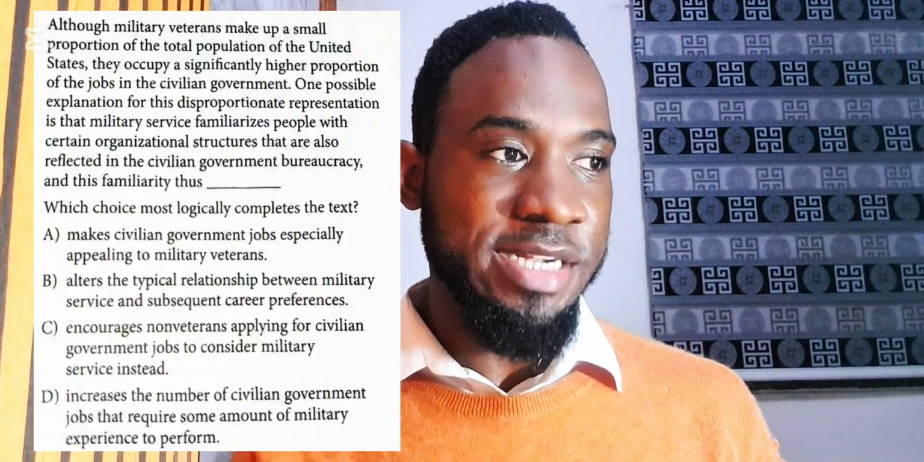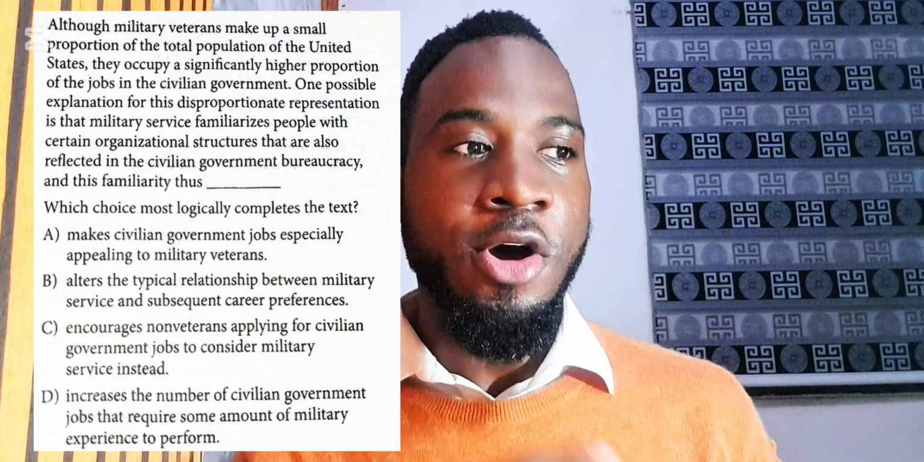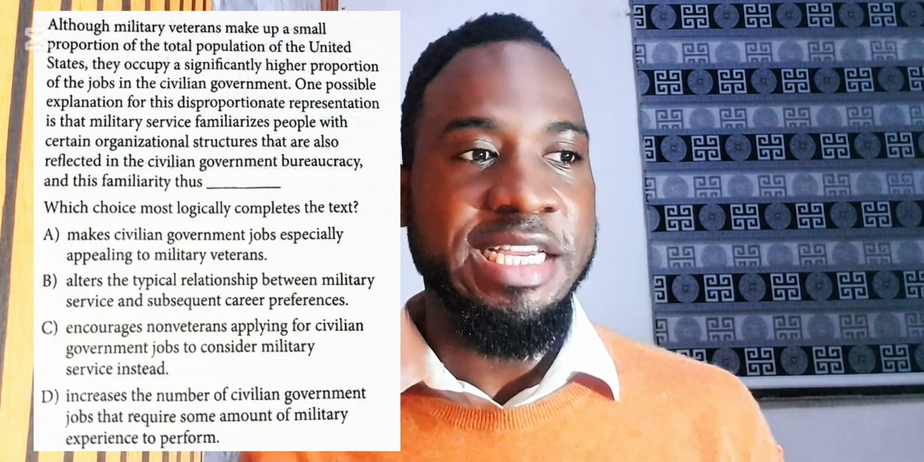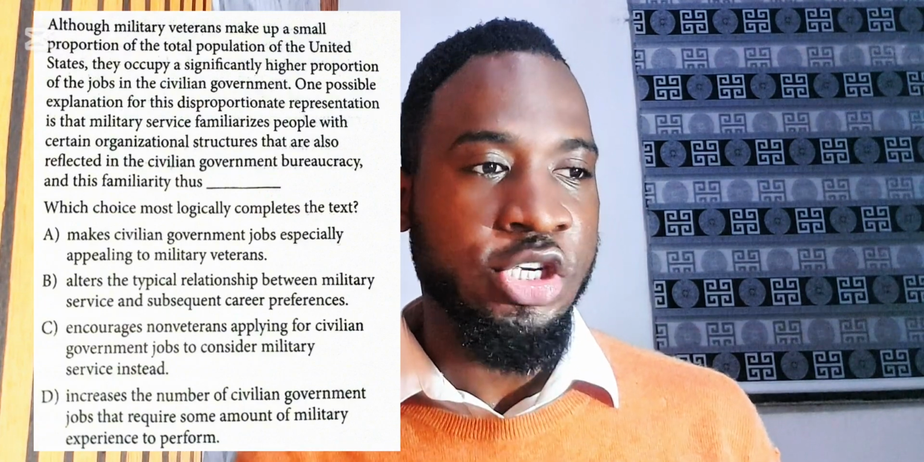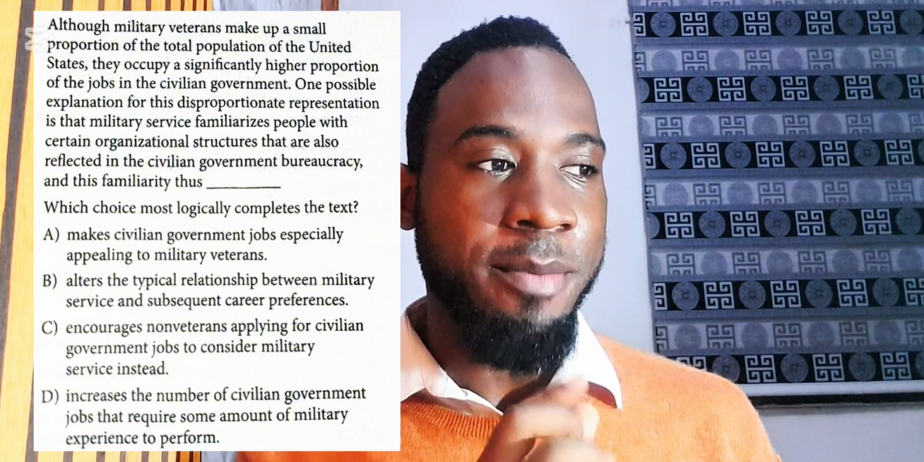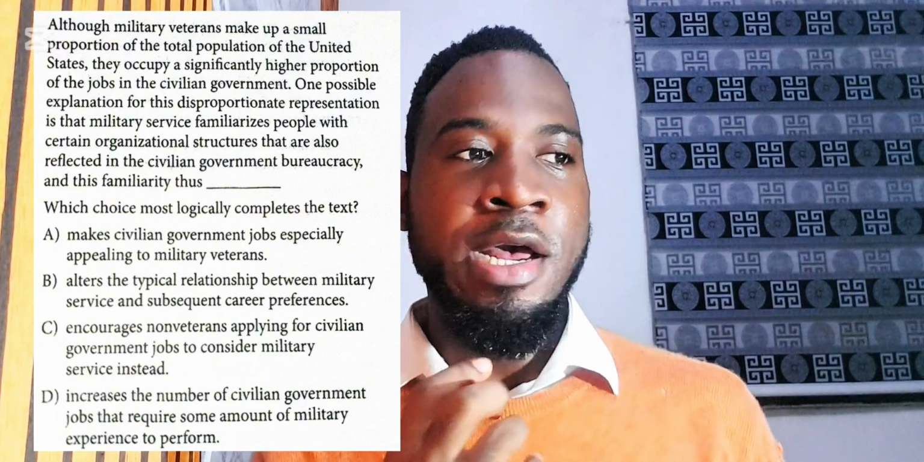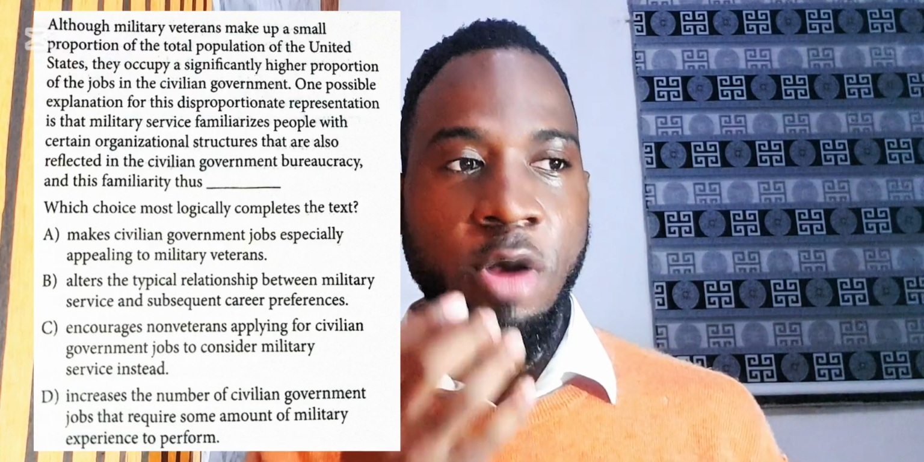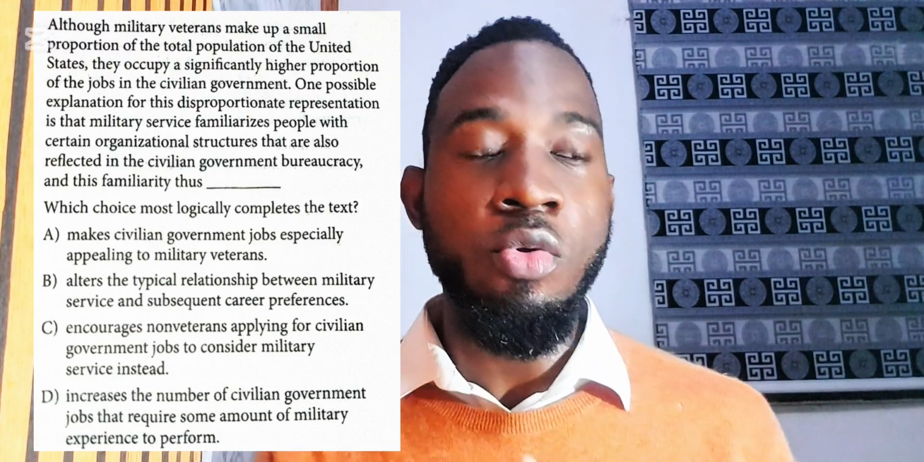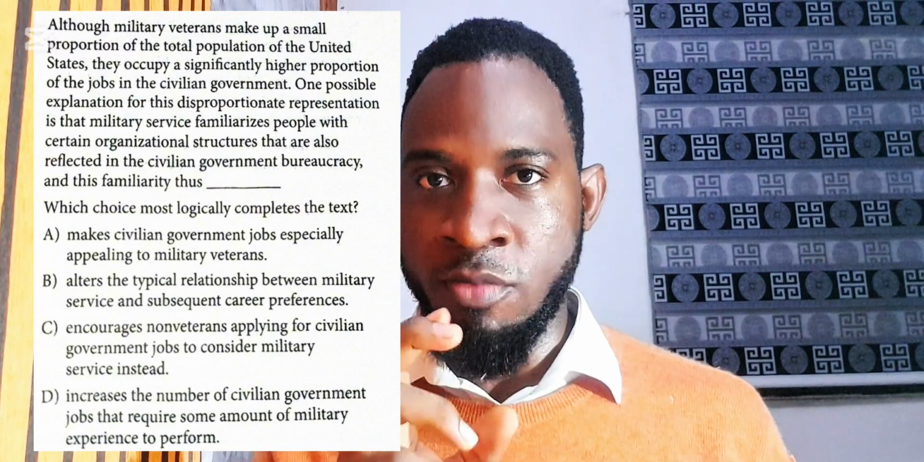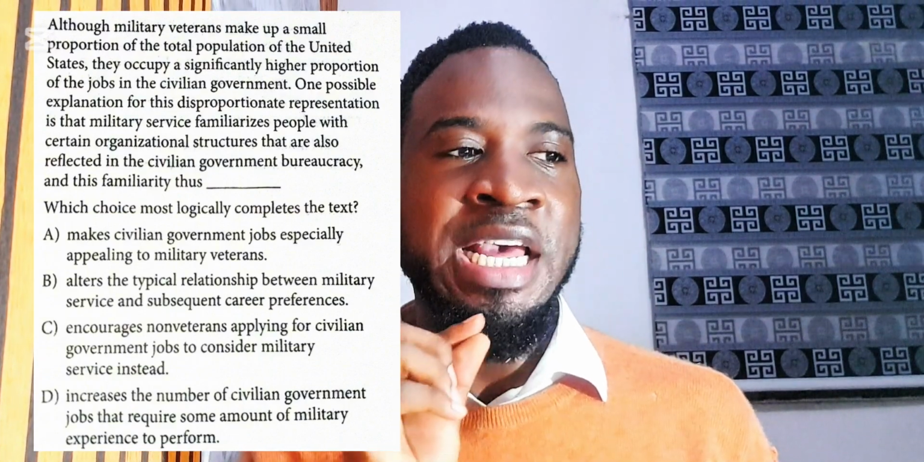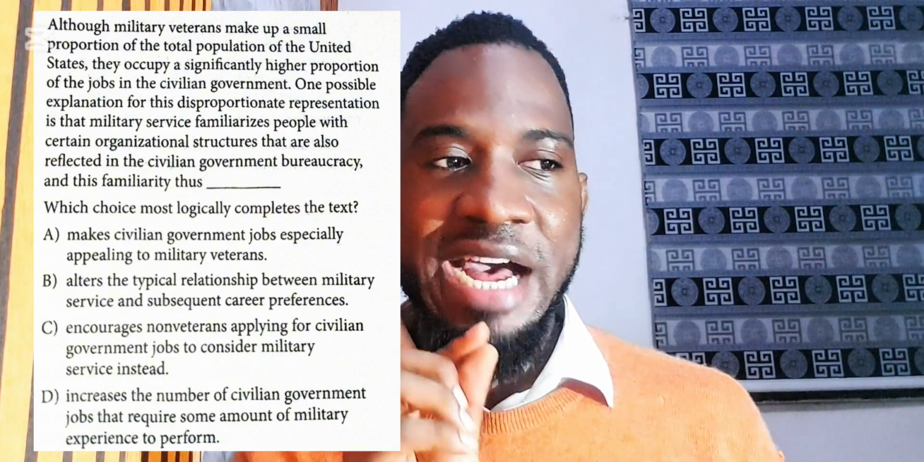Now, let's look at this. Although military veterans make up a small proportion of the total population of the United States, they occupy a significantly higher proportion of the jobs in the civilian government. Now, I often tell my students, whenever you have a complex sentence beginning with although or while, the main point that you should focus a lot more on, when you're dealing with the inference question, is the information after the comma.